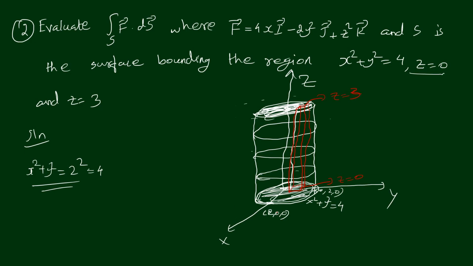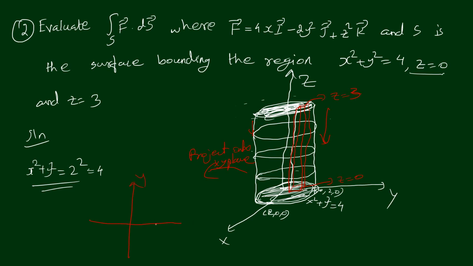And for the limits of y and x, the other two variables, what will we do? We'll project this region onto the xy plane. If we project it onto the xy plane, what will we get? We will get this circular portion, right?